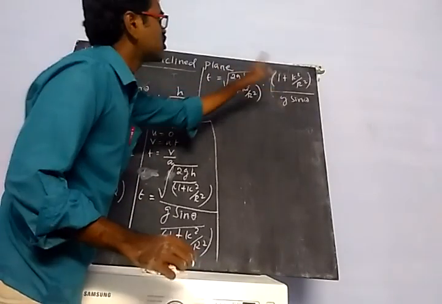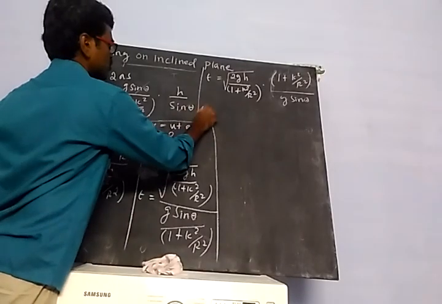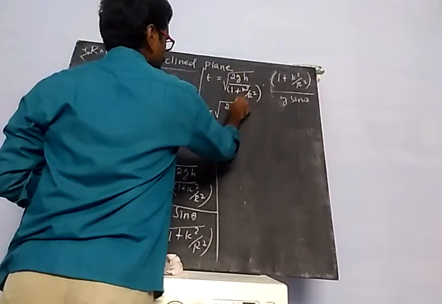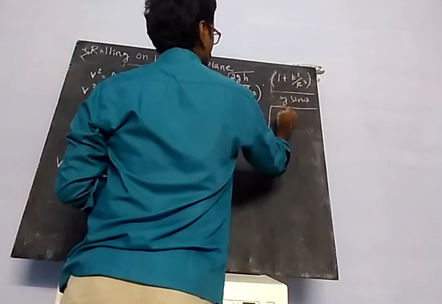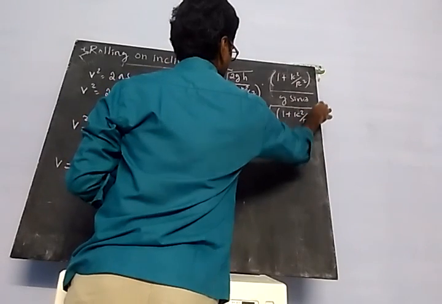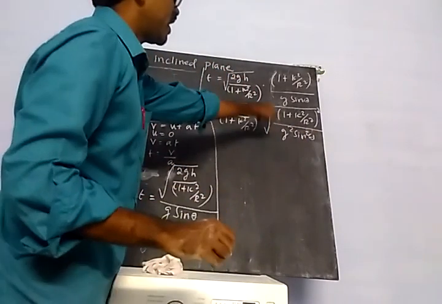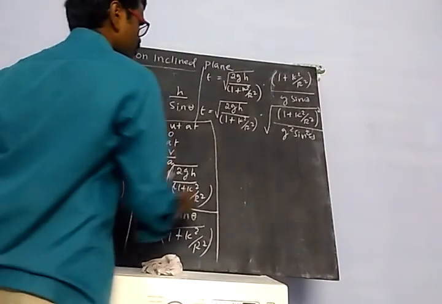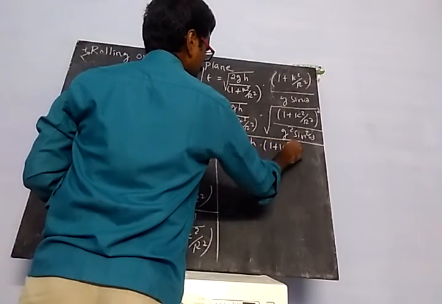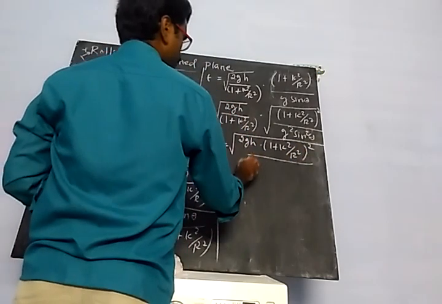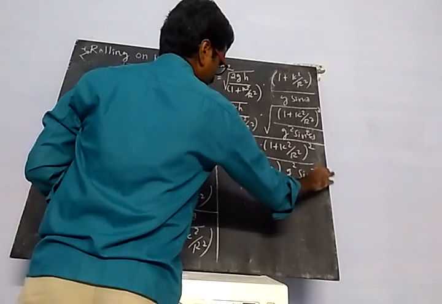So this value goes inside the square root. Taking the square, t equal to square root of 2gh by 1 plus k squared by r squared into square root of 1 plus k squared by r squared the whole square divided by g square sin square theta. That square and square root cancel, so there is no change in that value. So t equal to square root of 2gh into 1 plus k squared by r squared the whole square divided by 1 plus k squared by r squared into g square sin square theta.